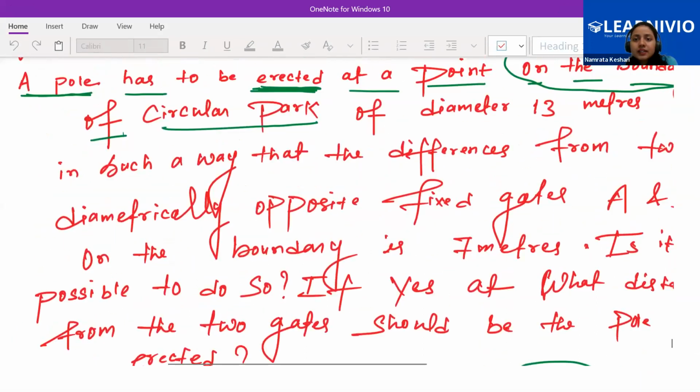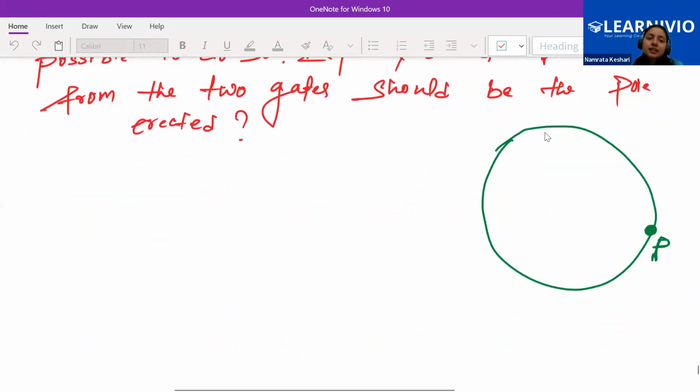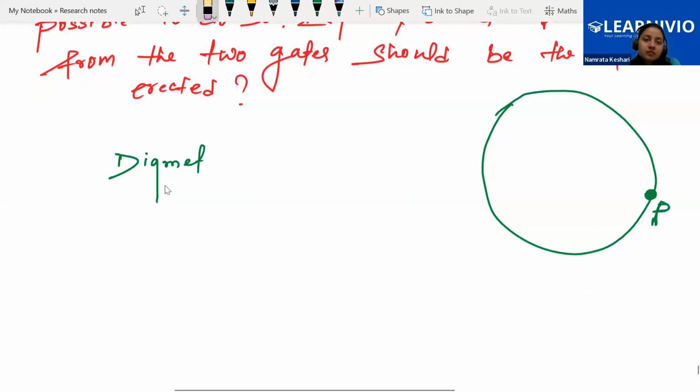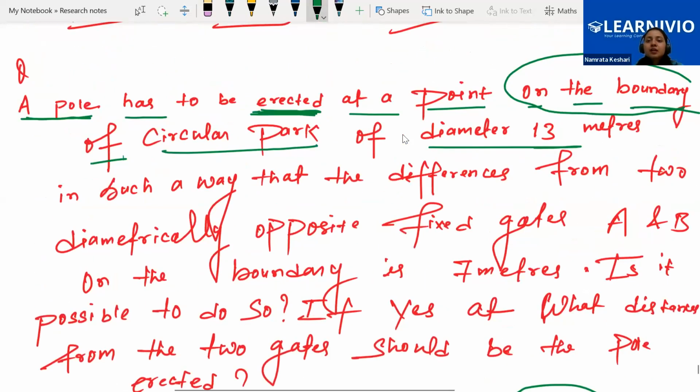So here it is clearly written that the park's diameter is 13 meter. We will note it down. As I said to you, whatever information you are getting, please note it down. It is given as 13 meter. Now let's read: circular park of diameter 13 meter in such a way that difference from two diametrically opposite fixed gate.